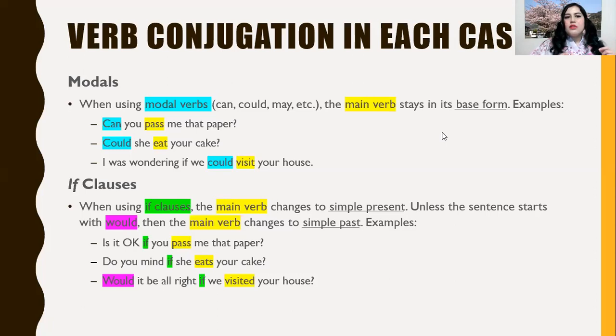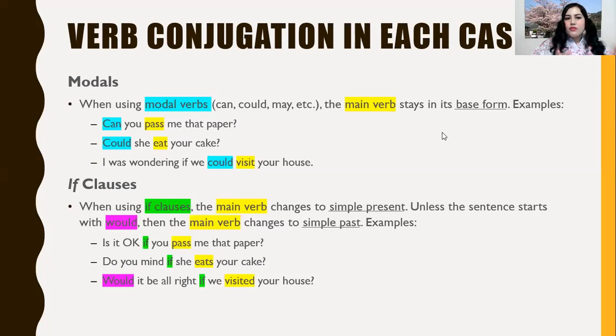Here, for example, usually when we have he, she, or it, the main verb will be ending with an S. But for example, here when we have a modal verb, the main verb is going to stay the same in its base form. So could she eat your cake? I was wondering if we could visit your house. So here in all these examples, we have the main verb in its base form. So that's really important. Please try to remember that.